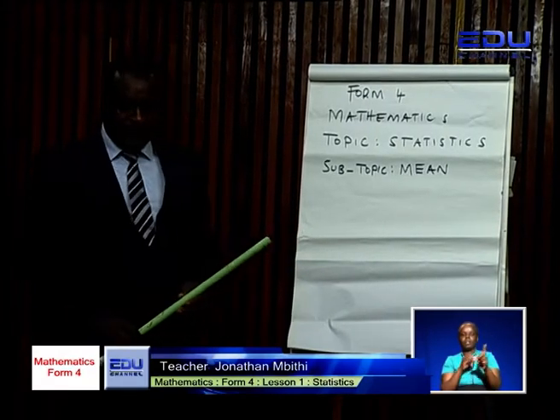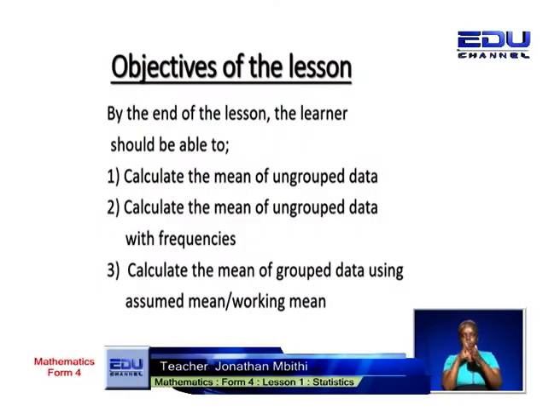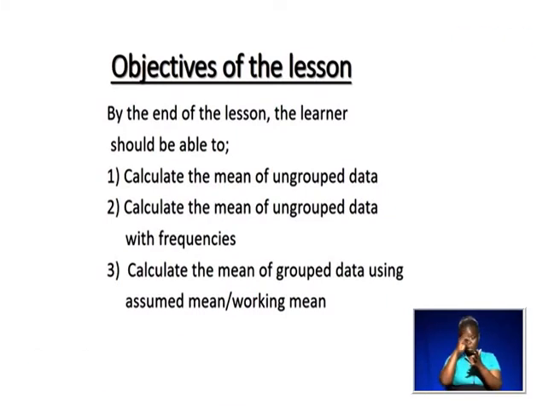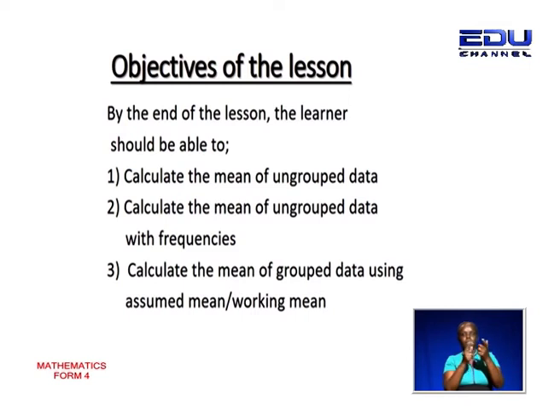Objectives of the lesson. By the end of the lesson, the learner should be able to: number 1, calculate the mean of ungrouped data; number 2, calculate the mean of ungrouped data with frequencies; and objective 3, calculate the mean of grouped data using assumed mean, also known as the working mean.